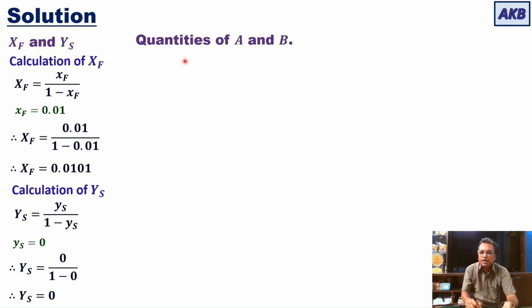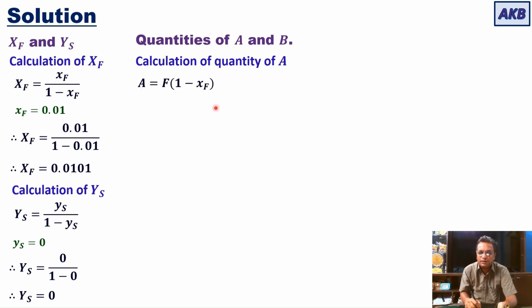Now let us get the quantities of A and B: the quantity of A in the feed and the quantity of B in the solvent. Because all of the A that we will be getting in this step will go to the raffinate phase, and all of the B will be going to the extract phase, because in this case A and B are insoluble in each other. B will not go to the raffinate phase, A will not go to the extract phase. So first we will calculate the quantity of A.